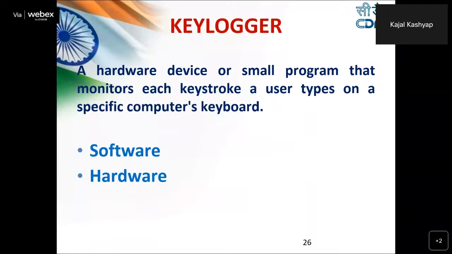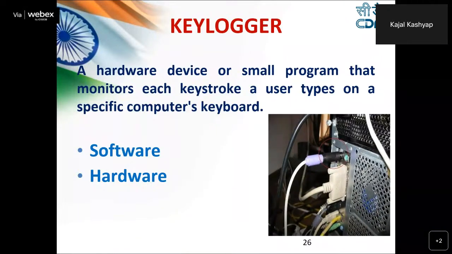Okay. And then the second type of keylogger we have is hardware. Here you can see the image. The work of both keyloggers is the same, hardware and software. But in the case of hardware, you can see a small black device which will store all your keystrokes, whatever you type on a specific computer keyboard, and it will store everything in a plain text file.